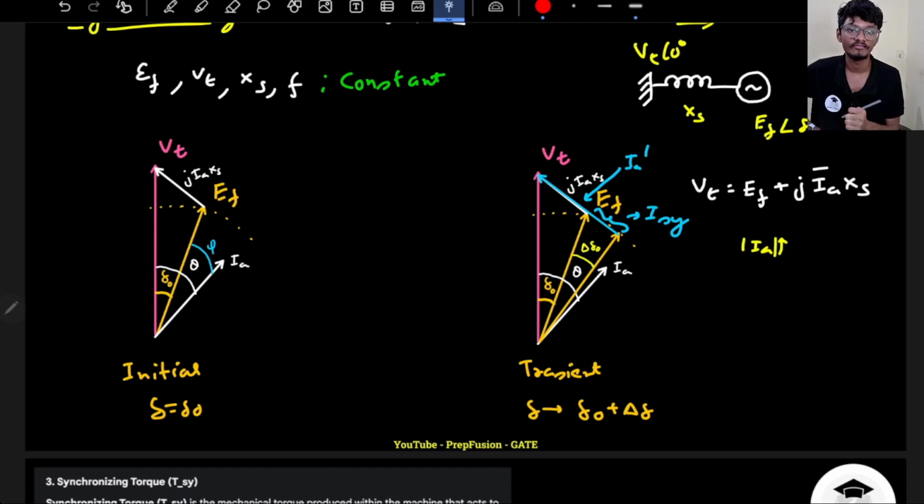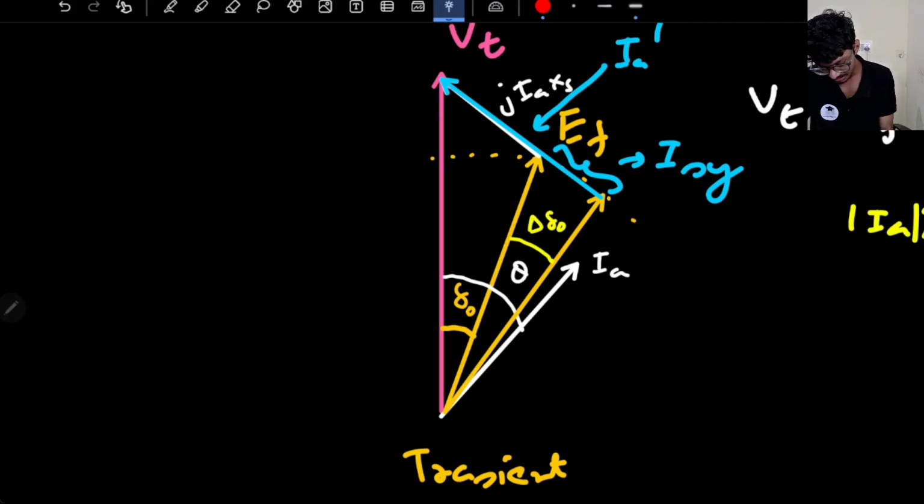How will I find out this current? Just one neat trick we will do to find it out. So how much is this drop actually? This much drop is ISY into XS, correct?